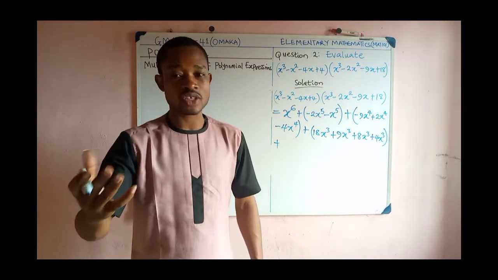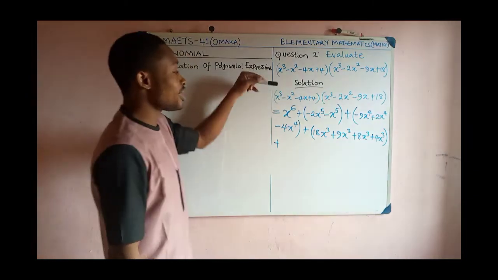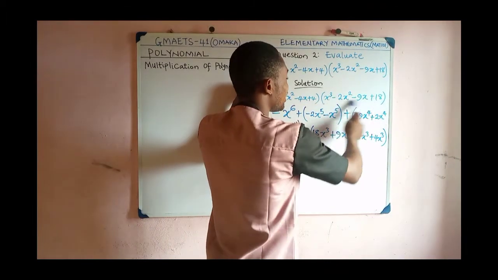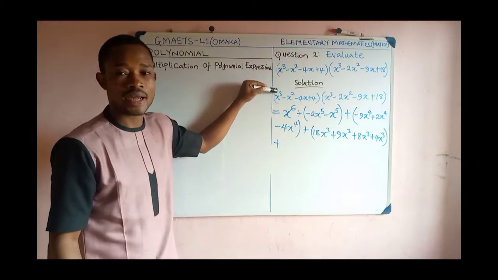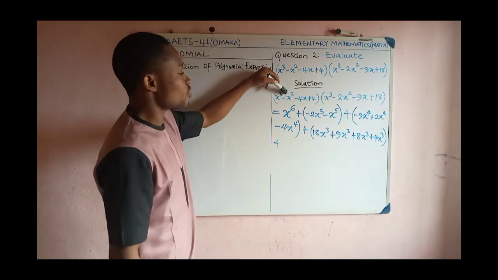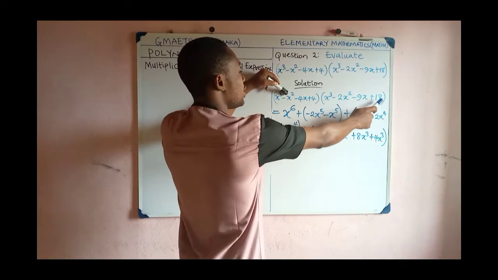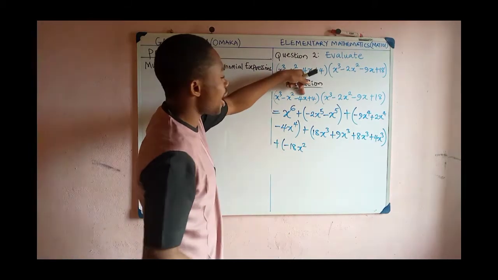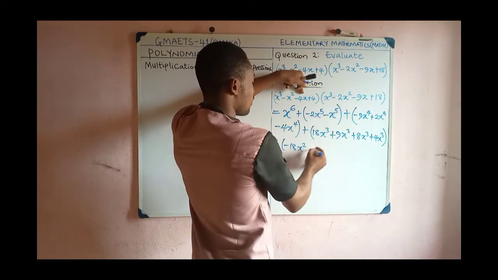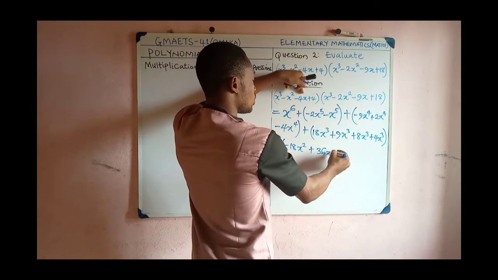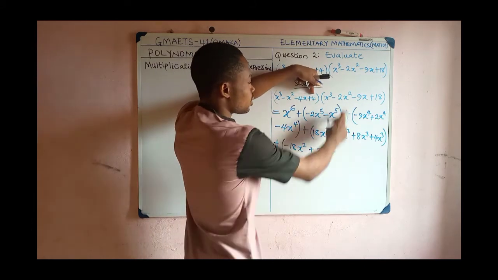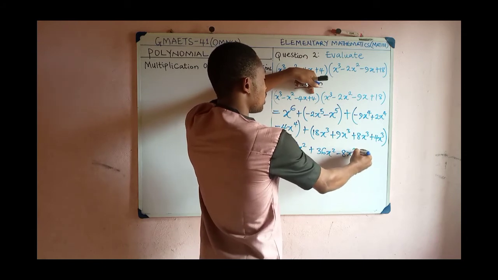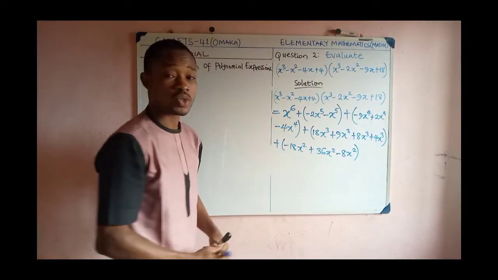We now check for terms in x raised to the power 2. Now we'll go back again and start. Use this x raised to the power 3. This x raised to the power 3 cannot multiply anything here to give us x raised to the power 2. It can't. So forget about that. Minus x raised to the power 2 can multiply this plus 18 to give us minus 18x raised to the power 2. Then minus 4x can multiply minus 9x to give us plus 36x raised to the power 2. And then this 4 can multiply this minus 2x raised to the power 2 to give us minus 8x raised to the power 2. And these are the terms in x raised to the power 2.